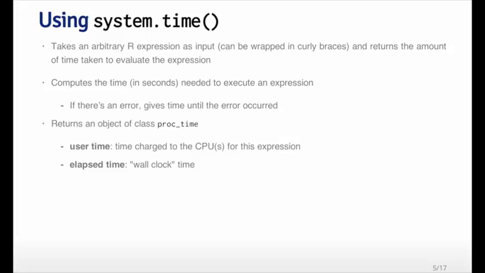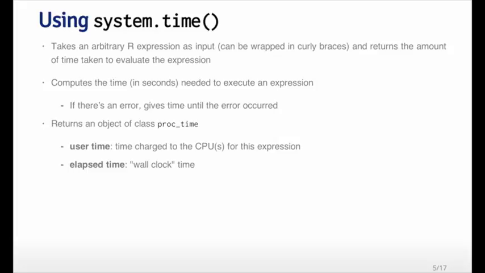The basic idea is that you take this expression and it gives you the time in seconds that was needed to execute the expression. If there's an error in the code while the expression is being evaluated, then you'll get the time until the error occurred. Now, there are two very important notions of time when you're executing an expression on the computer. The first is called the user time, and this is the amount of time that's charged to the CPU or CPUs for running this expression. This is the kind of time that the computer experiences.